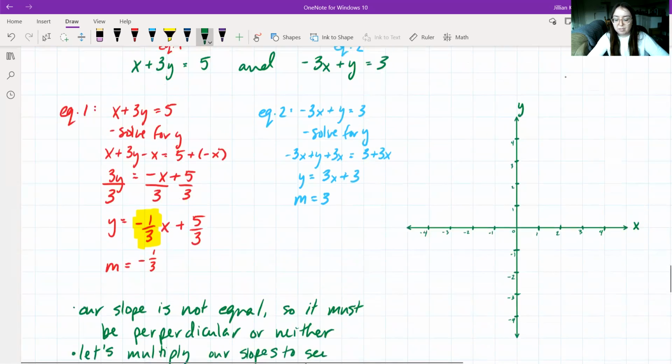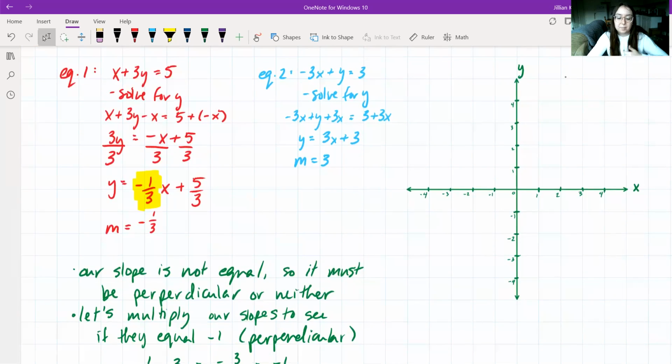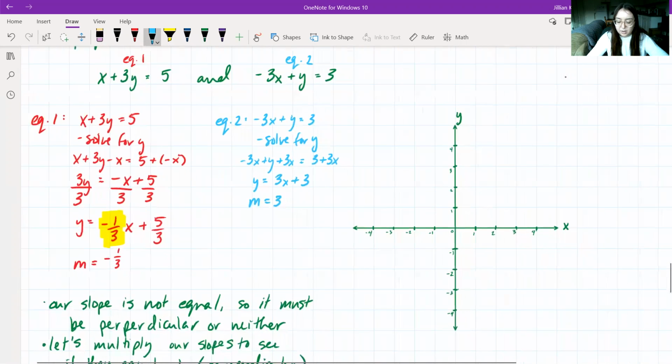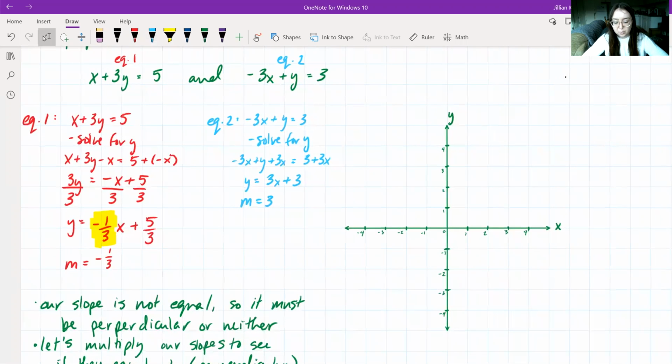And now let's just graph them to really see what this looks like. So using y is equal to 3x plus 3, with our equation 2 here, if we plug in 0 for y, we're going to get that x is negative 1. So our x-intercept is negative 1, 0. If we plug in 0 for x in this case, we would get y equals 3. So our y-intercept is going to be 0, 3.